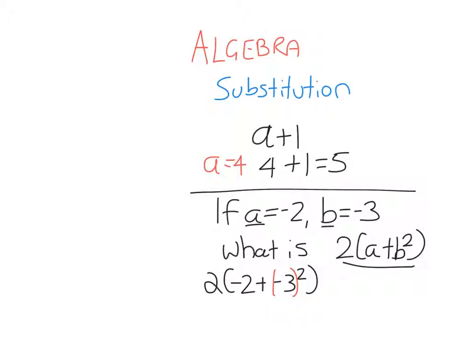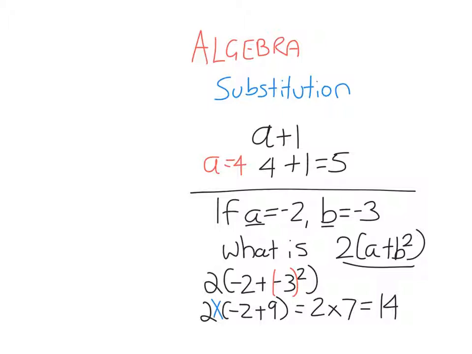Whenever you square a negative number, the answer is always positive. So minus 3 squared is positive 9. If you got negative 9 on your calculator, you've done something wrong. So this would be 2 outside of negative 2 plus negative 3 squared, which is positive 9. So remember, if no operation is written, we assume it's times. So this would equal 2 times negative 2 plus 9, which is 7, and that gives us a total answer of 14.